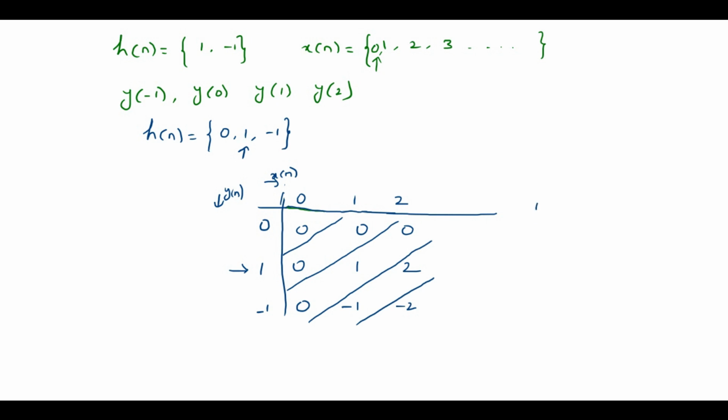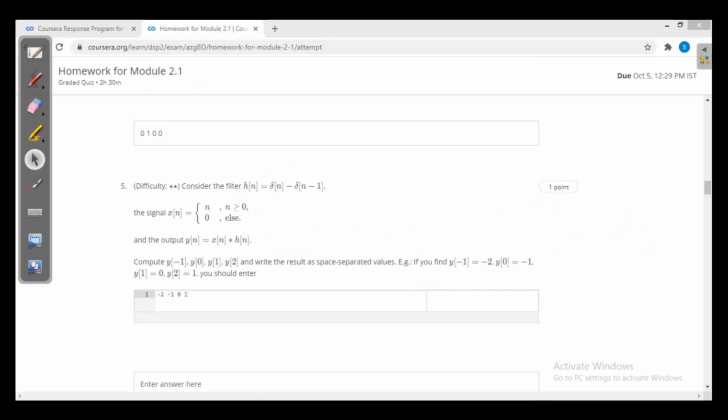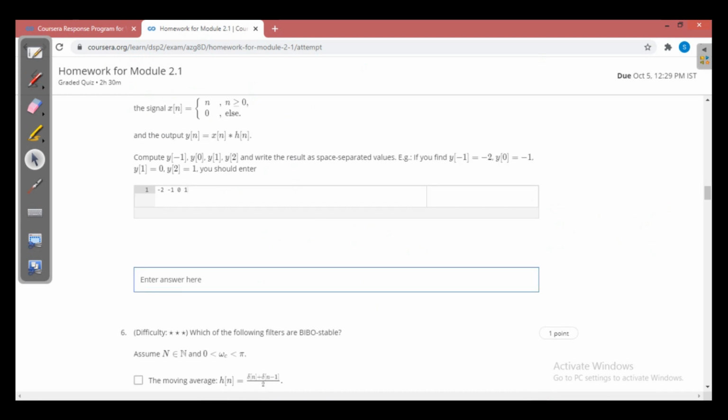Now the sequence is 0, 0, 1, 1, minus 2. Now which one is the origin here? This is the origin for x of n, and the product is here, so this is the origin. So this is at n equal to minus 1, 0, 1 and 2. So the four values: y of minus 1 is 0, y of 0 is also 0, y of 1 is 1, y of 2 is 1. So 0, 0, 1, 1 we need to enter, only four values.